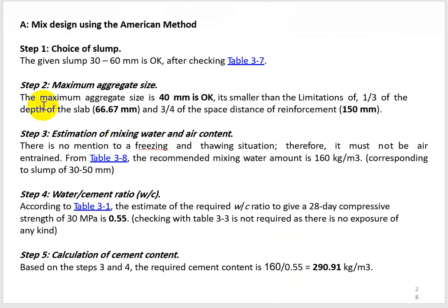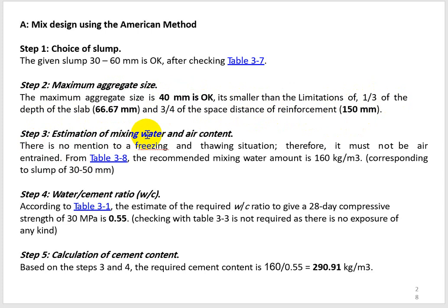We go then to check the maximum aggregate size, which is the same step we used in the previous example. And if you take the third of the depth of the slab and the 3/4 of the space distance between the reinforcement, that should be okay. So the 40 is okay.